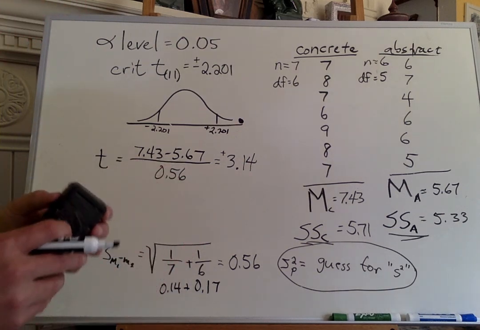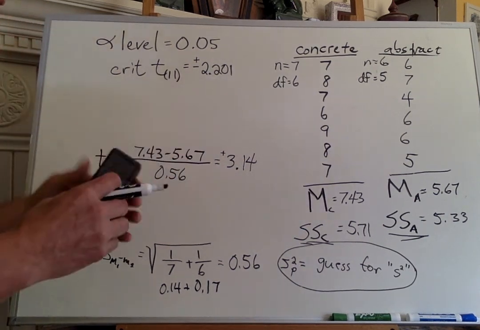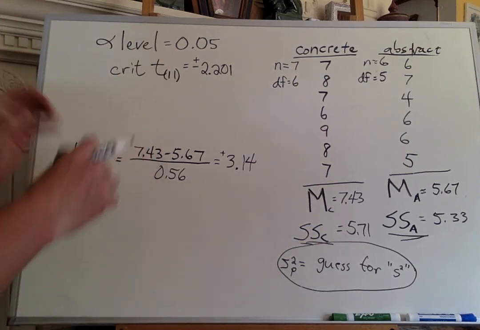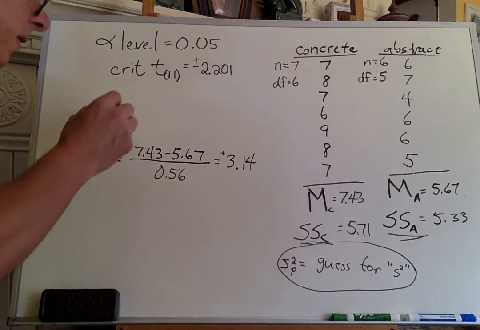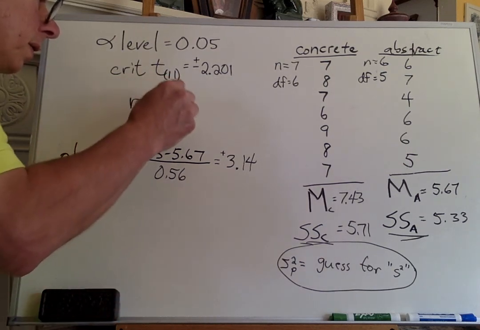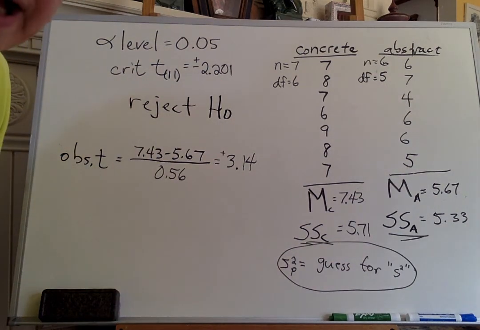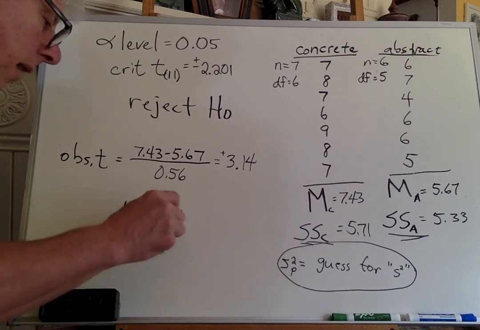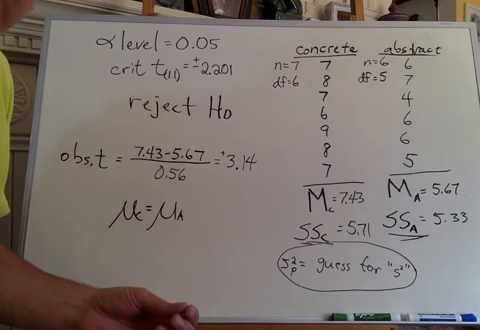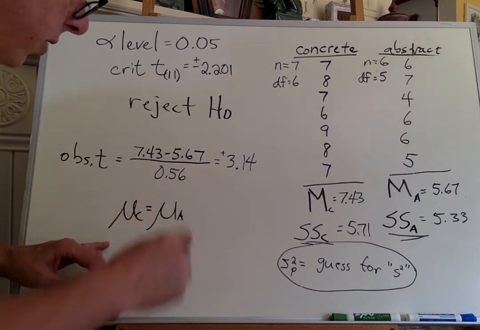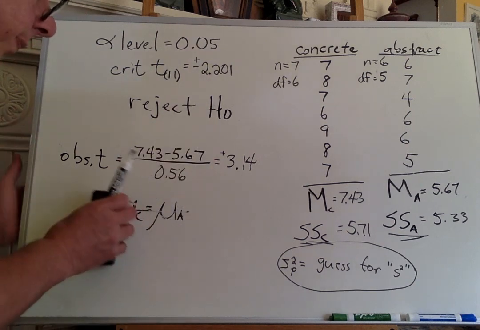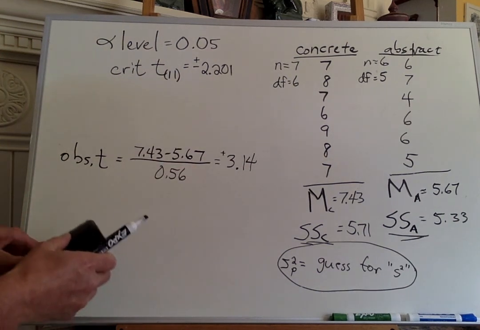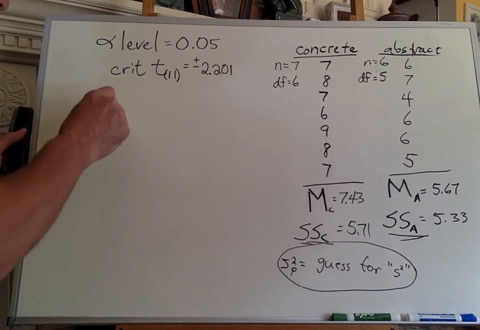You're done. All right? So, in this case, our observed T is larger than our critical T. And so what are we going to do in terms of the null hypothesis? Yeah, we're going to reject the null. If you look back at your notes, the null said that the concrete population and the abstract population, in terms of recalled number of words, would be equal. We're rejecting that. They're not equal. They're statistically significant. So let's do this.